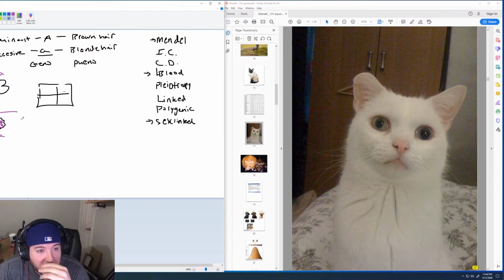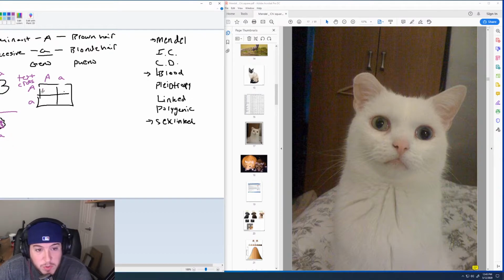Okay, and from there we can cross them to determine the actual ratio. Okay, and that is what is called a test cross. A test cross is when you cross two heterozygous individuals, and if the expected results match what you get.